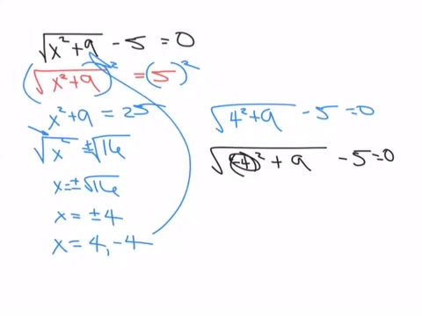Okay, negative 4 times negative 4 is 16. 16 plus 9 is 25. Square root of 25 is 5. 5 minus 5 is 0. So that works as well.